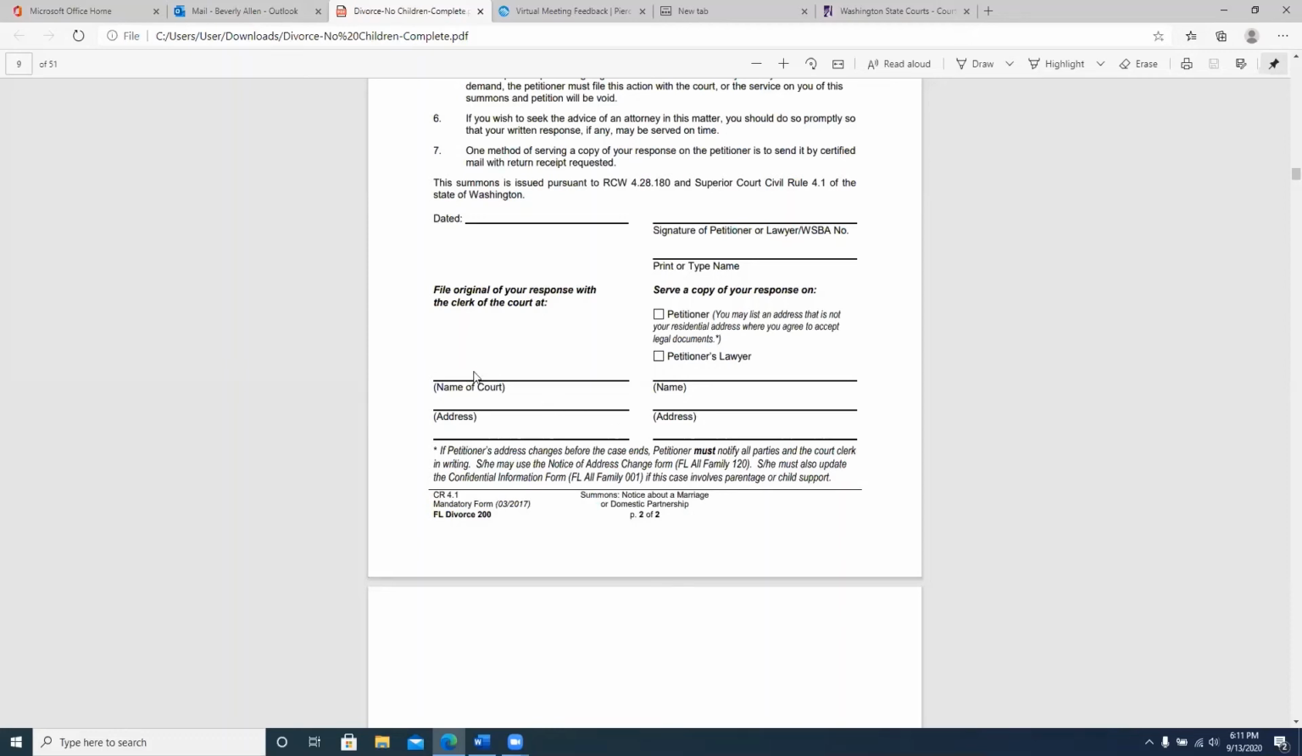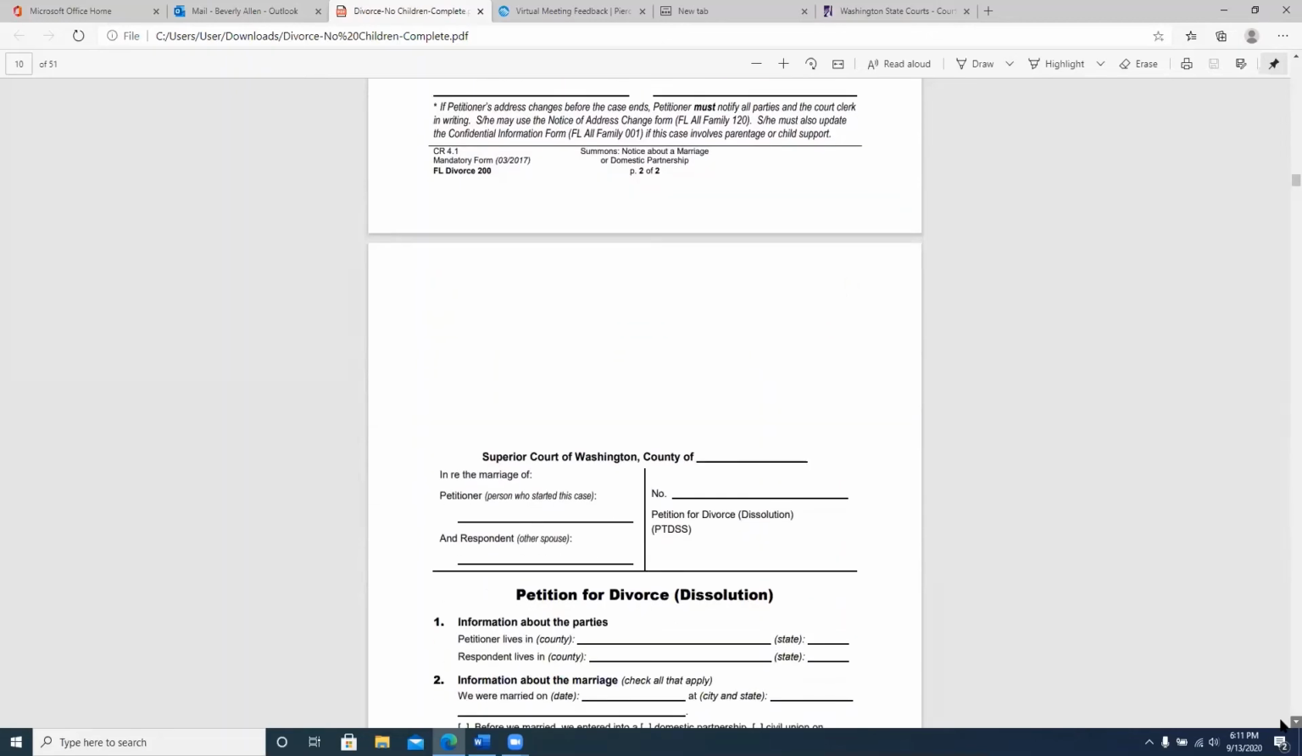So this would be the Pierce County Superior Court. That's 930 Tacoma Avenue South on the left. And this is your address where you agree to accept service on the right. Put addresses in those sections. Otherwise, you haven't proven to the court that you've advised the other person how to file their documents.